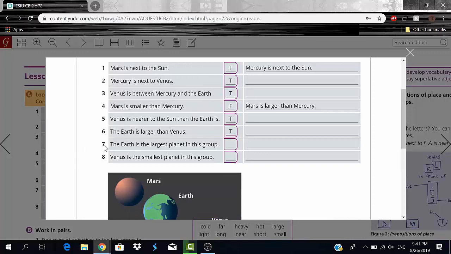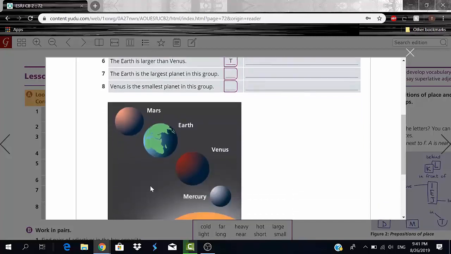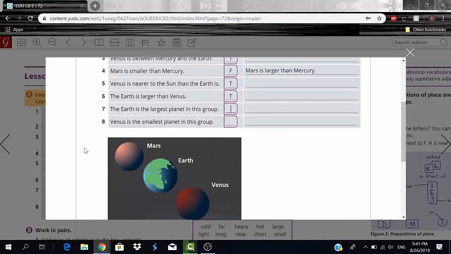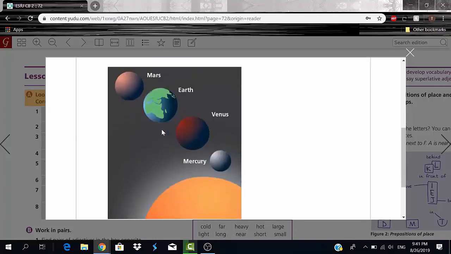Then we have number 7. The Earth is the largest planet in this group. Okay, so notice how he said in this group. So that means of these planets and not all the planets in the solar system. Okay, so we have Mars, Earth, Venus, and Mercury. And it seems that Earth is the biggest. So true as well.